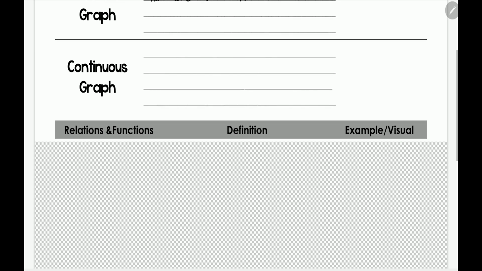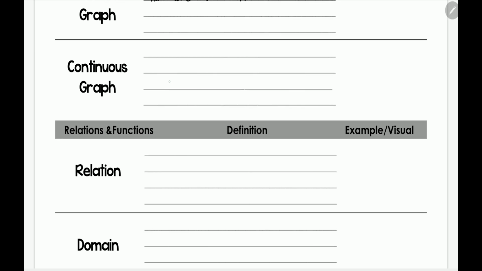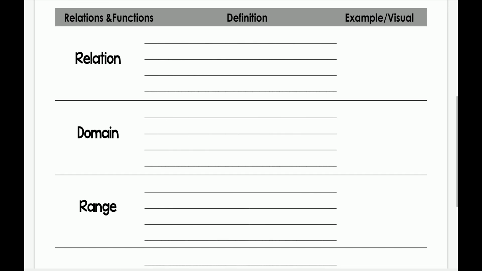A continuous graph would be a function graphed with a line or smooth curve. So a function graphed with a line or smooth curve. Okay? So, let's move on to some more.